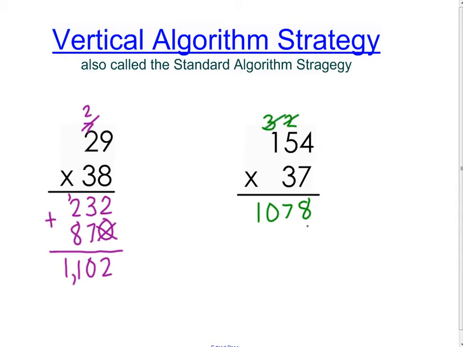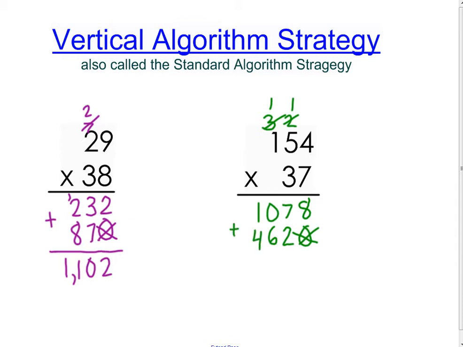We're going to put a 0 placeholder here because now we're working in the tens place with 3 tens. 3 times 4 is 12. So we put the 2 here from the 12 and regroup the 1 in the tens place. 3 times 5 is 15, plus 1 more is 16. Put the 6 here, regroup the 1 in the hundreds place. 3 times 1 is 3, plus 1 more is 4.